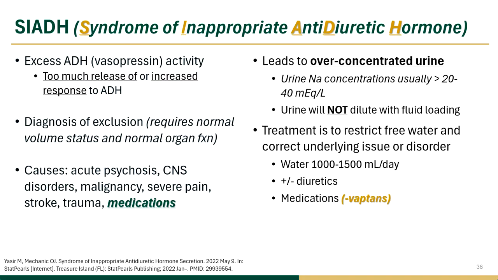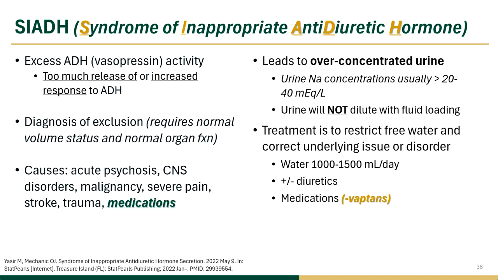I remember that because inappropriate means too much, like too much antidiuretic hormone. So it's excess vasopressin activity or excess vasopressin concentration, too much release or increased response to the ADH. Unfortunately, it is a diagnosis of exclusion, as lots of other syndromes are. A syndrome is a constellation of symptoms that are present that aren't due to other things. So essentially, with SIADH you have to rule out all the other causes on that flow chart that I showed.